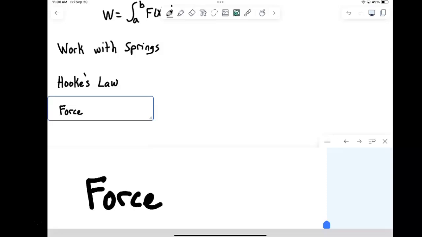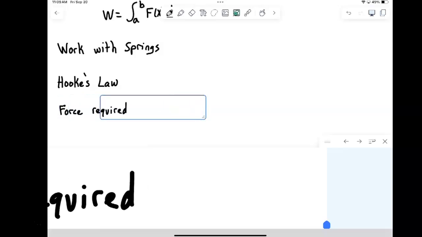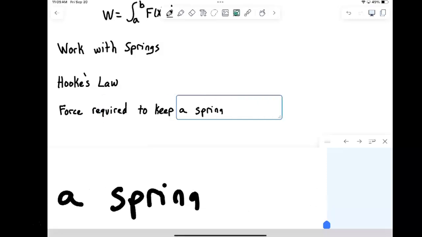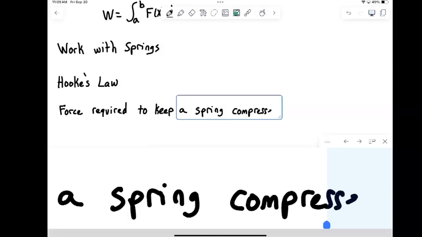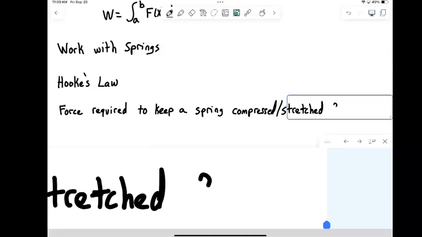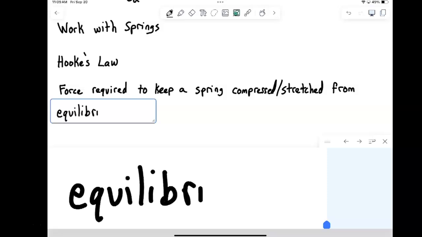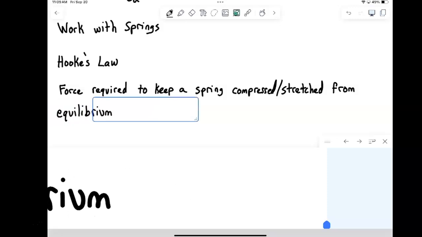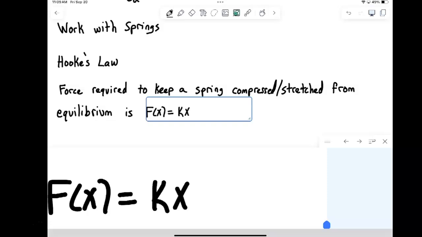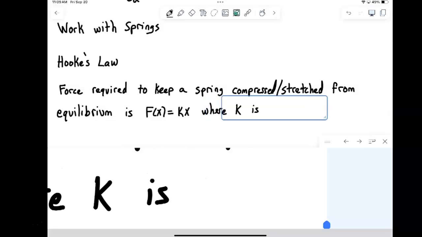that the force, this result called Hooke's law: the force required to keep a spring compressed or stretched from equilibrium, right, its balanced state, is f of x equals kx, where k is the spring constant.